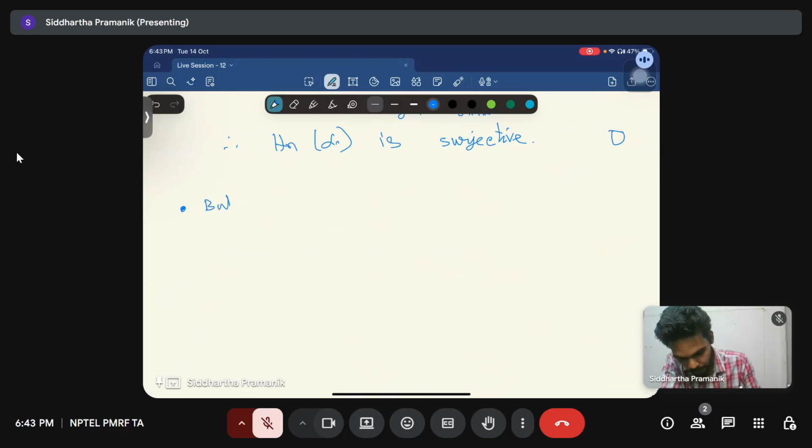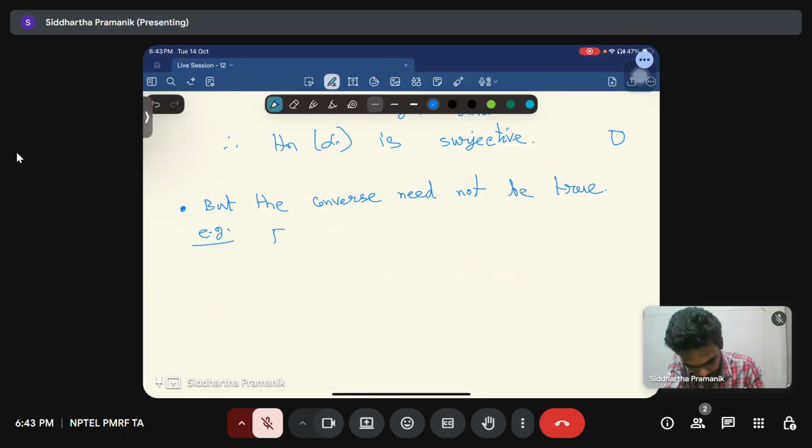But the converse need not be true. So for example, let's take F to be the complex 0 to Z to Z to 0. Here this map is multiplication by 2.